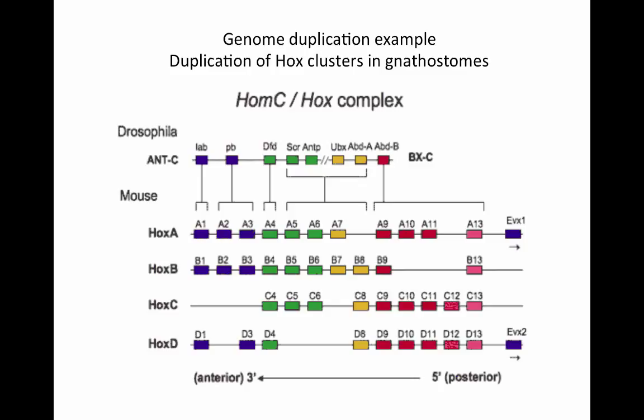And so we saw that these Hox genes are present in Drosophila and mouse, and that we have homologous sets of Hox genes between those two groups. And we also saw that mice have not one but 4 Hox clusters.